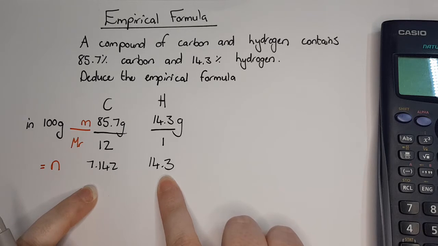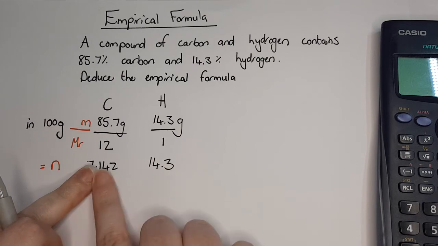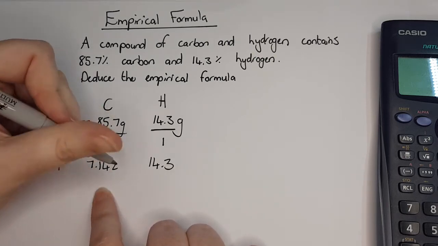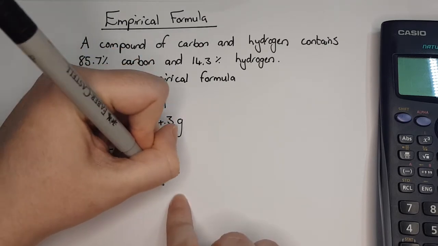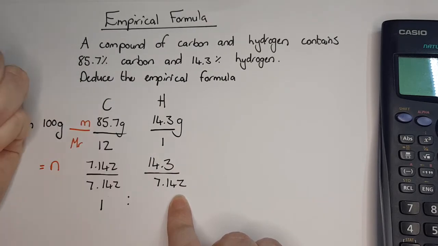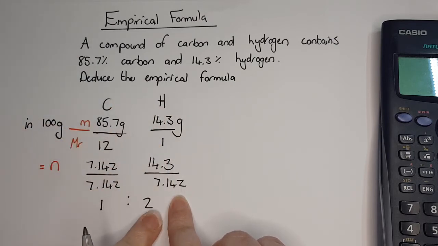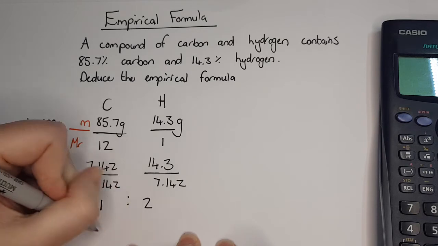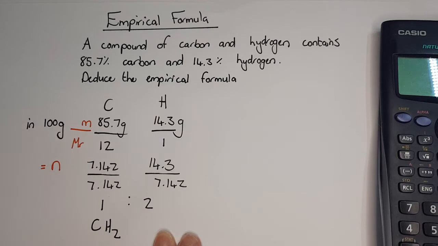And I can get the simplest mole ratio by dividing each one by the smallest number. So the smallest number here is 7.142. So I divide that by itself, and I divide this by 7.142. So I end up with 1. And then when I divide that in the calculator, I get 2. So I have a ratio of 1 to 2. So that means there is 1 carbon and there are 2 hydrogens. So my empirical formula is CH2 to get the ratio.